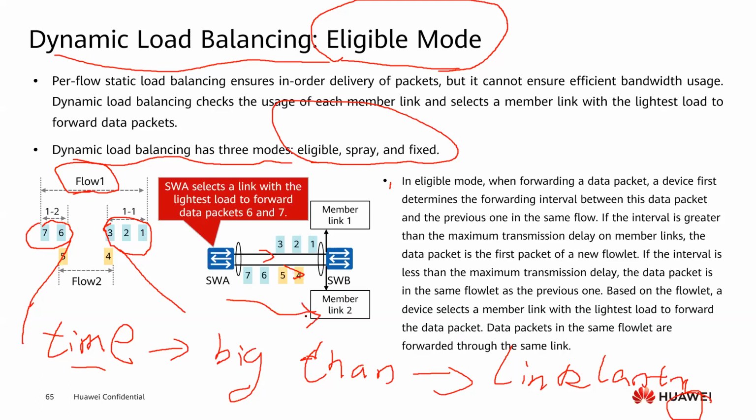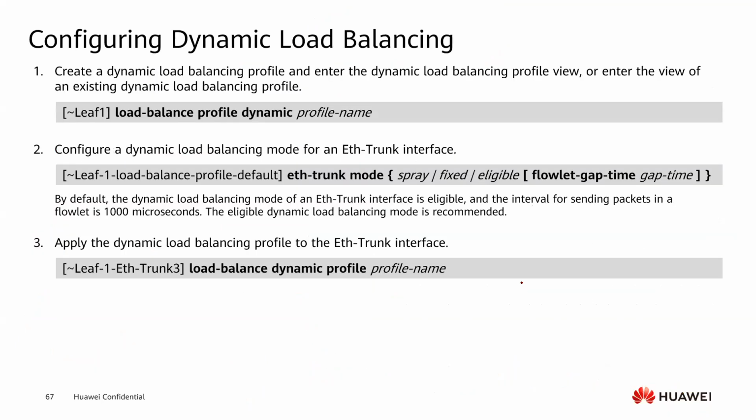So in this way, the packets transported on different links, when they reach SWB, the sequence will not be different. So packets 7 and 6 can be transported on link 2, on this link. Okay, we can configure dynamic load balancing. This is the command. We skip it.